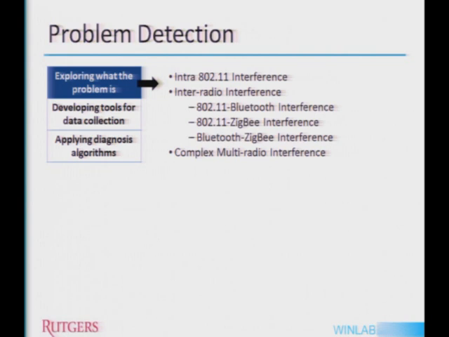First we will see a few examples of qualitative and quantitative characterization of the problem. So in the case of 802.11, Bluetooth, ZigBee, and all combinations of such sort, what is the exact amount of interference in different scenarios which occur commonly.